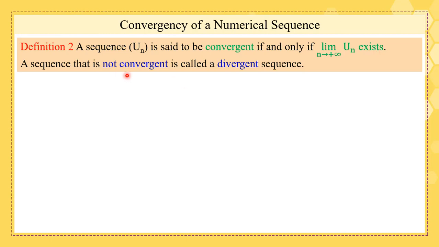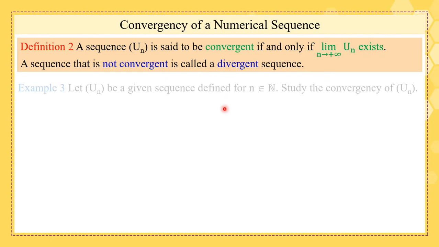And a sequence that is not convergent is called a divergent sequence. So we have two kinds of sequences. We have the convergent sequence and the divergent sequence. The convergent sequence is a sequence whose limit exists, means that its limit is a unique real number, and a sequence that is not convergent is said to be divergent. UN is a sequence. We need to study the convergency of UN. Convergency here doesn't mean that it's convergent. It means it could be convergent or divergent.